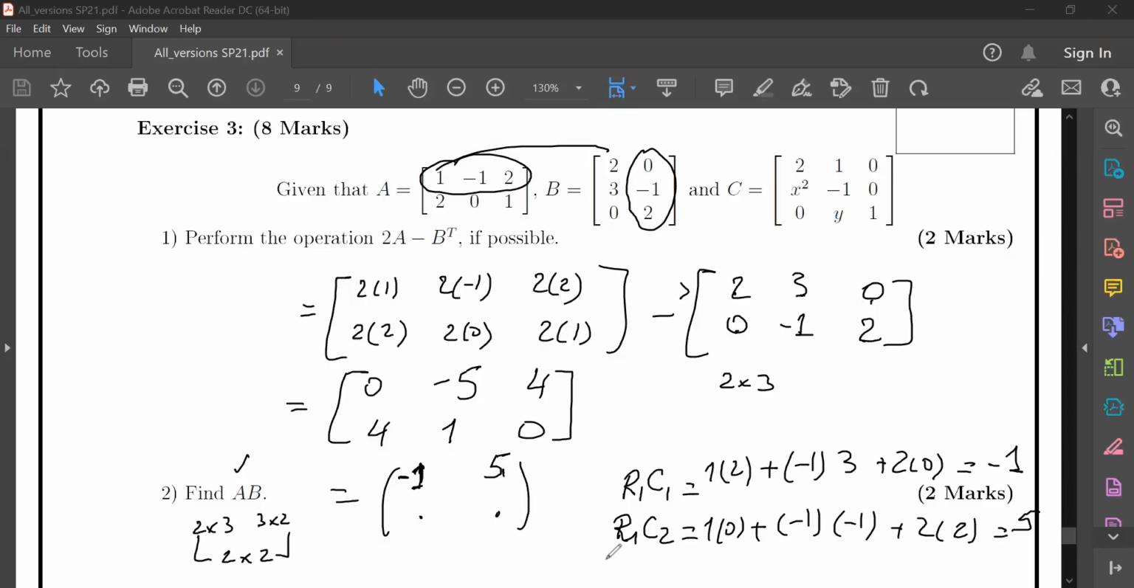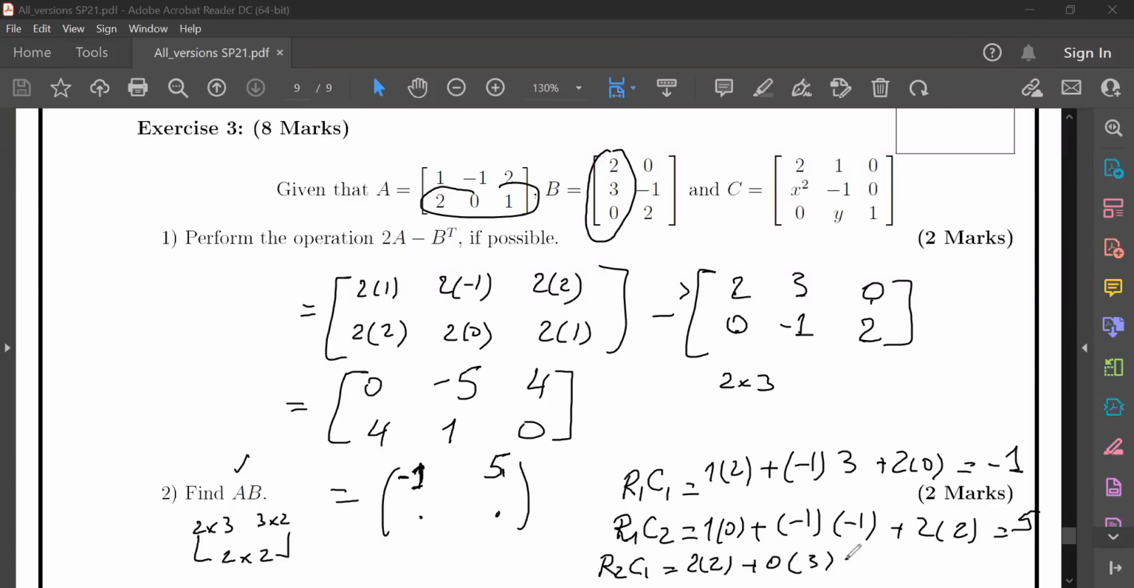Then row 2, column 1. Now we take the second row of A and the first column of B. 2 times 2 plus 0 times 3 plus 1 times 0, it's 4. And finally, row 2, column 2. 2 times 0, 0. 0 times negative 1, 0. 1 times 2, 2. It's 2. And this is the matrix AB.